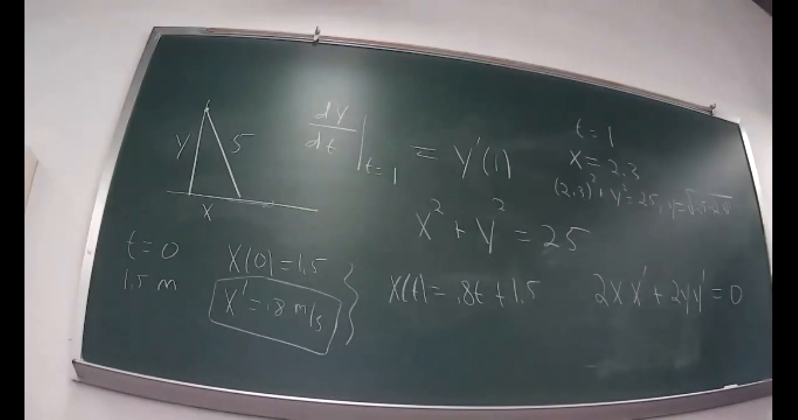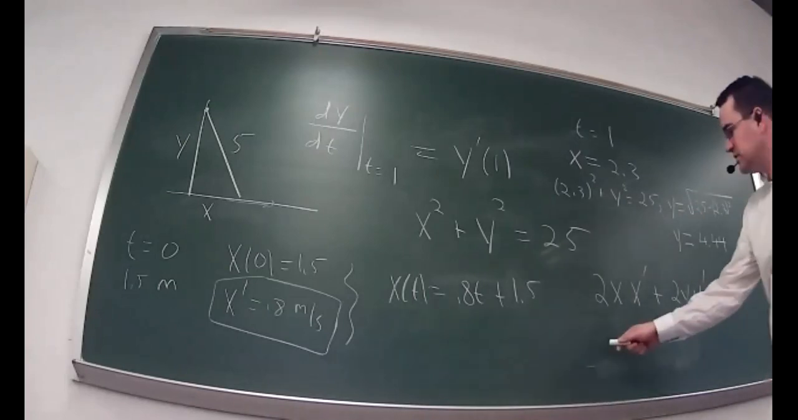So I'm getting 25 minus 2.3 squared is equal to 19.71. And when I take the square root of that, I'm getting 4.4395. So I'm going to estimate this as y is roughly equal to 4.44. And x prime is equal to 0.8. So I think we're good, right?